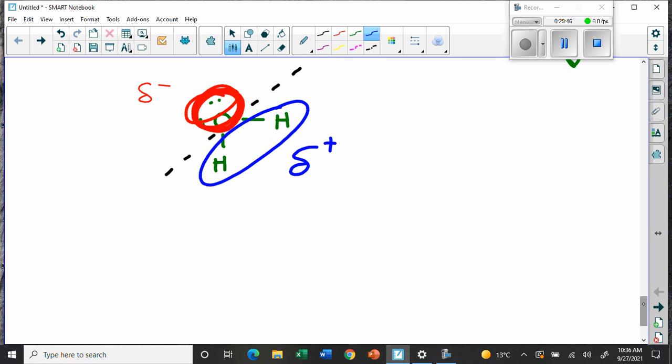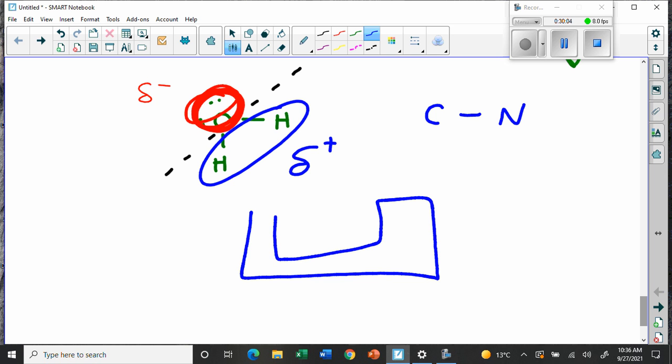Just to recap, simply put, what you do is you take any bond. You can take carbon bonded to nitrogen, and you look at the periodic table and you try to determine which one is more electronegative. On the periodic table, carbon is right here and nitrogen is right here. Nitrogen is a little more to the right, which means it's slightly more electronegative, which means that the electrons will spend more time around nitrogen than they will around carbon. Nitrogen will hog them a little bit.